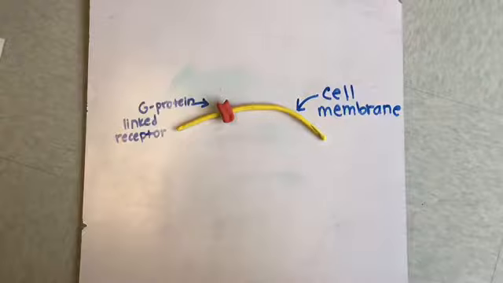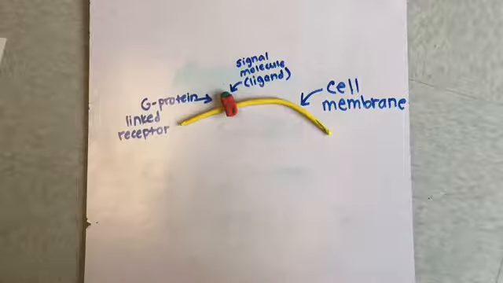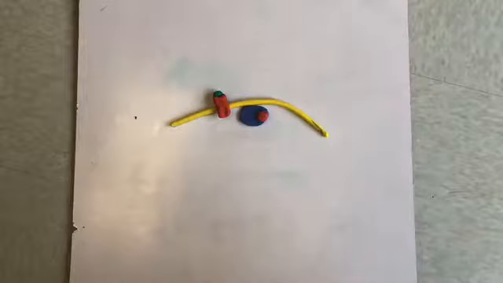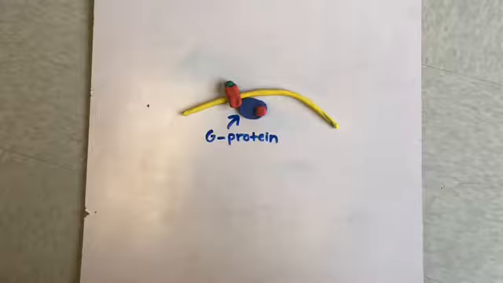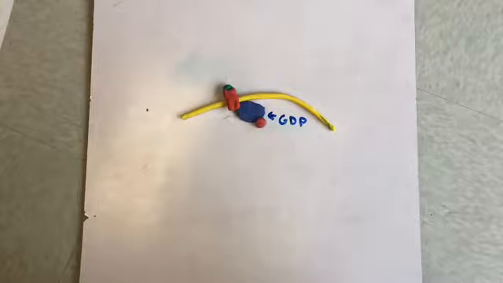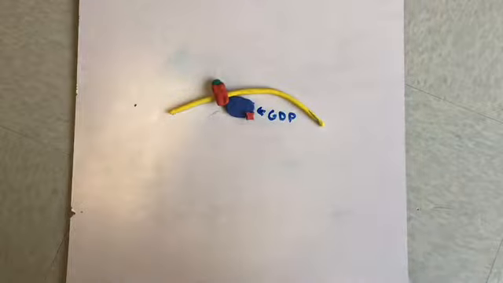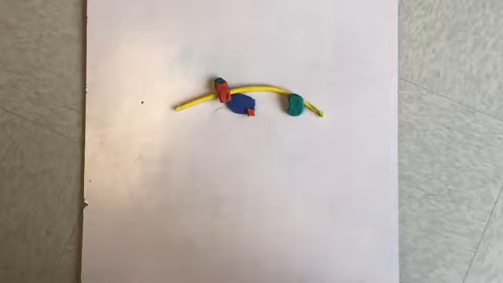Now the transduction step starts. The cytoplasmic site of the G protein receptor binds to an inactive G protein. The GDP, which is attached to the inactive G protein, becomes GTP when activated. The activated G protein then diffuses along the membrane to an inactive enzyme, which is adenylyl cyclase.